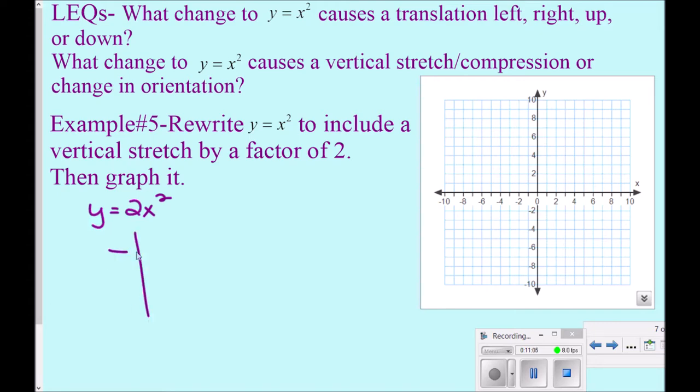Well, I'll just do a real quick table. So -2, -1, 0, 1, and 2. 0 squared is 0 times 2 is 0. -1 and +1 both squared give me 1, and 1 times 2 is 2. And -2 and +2 squared is 4, and 4 times 2 is 8. So we have -2, 8, +2, 8. We have -1 and +1, 2. And we have 0, 0.